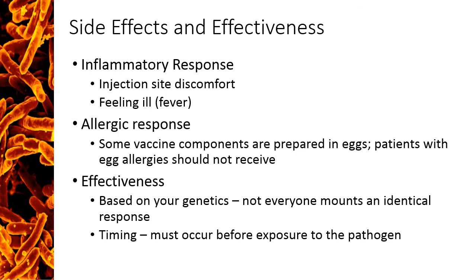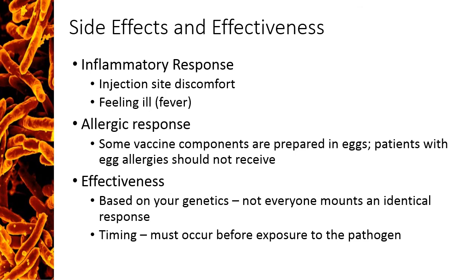Just like with any drugs, there's a certain portion of the population that is going to be allergic to some of the things in vaccines. So for example, some vaccines, like the influenza vaccine, are prepared by growing the virus in eggs. If a patient has an egg allergy, they can't get that type of influenza vaccine. We now make cell-based influenza vaccines for those types of individuals.